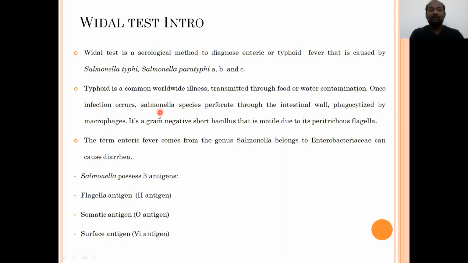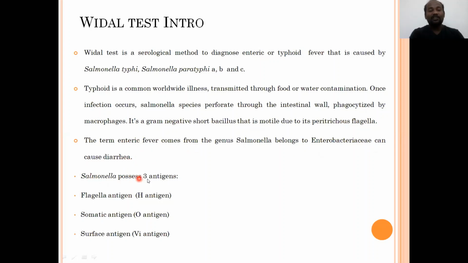So this Salmonella is a gram-negative short bacillus, and it is motile in nature due to its peritrichous flagella. Flagella is a hair-like structure which is used to swim or move from one place to another. So the term enteric fever comes from the genus Salmonella, which belongs to the Enterobacteriaceae family, causing diarrhea also.